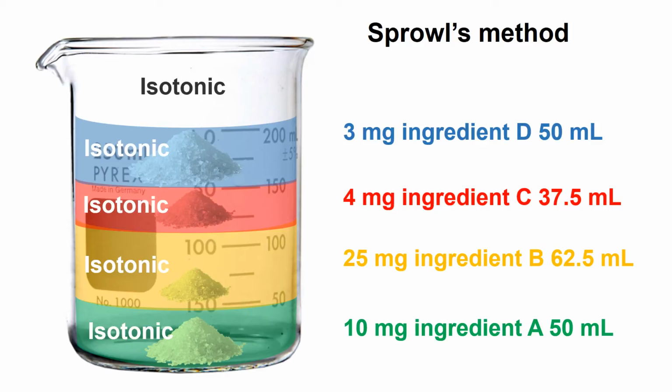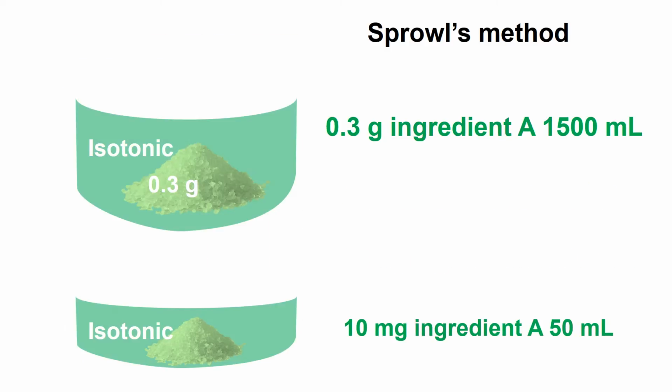Sprowls' method also applies the same principle as the White-Vincent method, where all isotonic solutions added together form an isotonic solution. However, in this case, let's take one of the ingredients as an example. The adjustment of isotonicity using Sprowls' method is always based on 0.3 grams of ingredient.